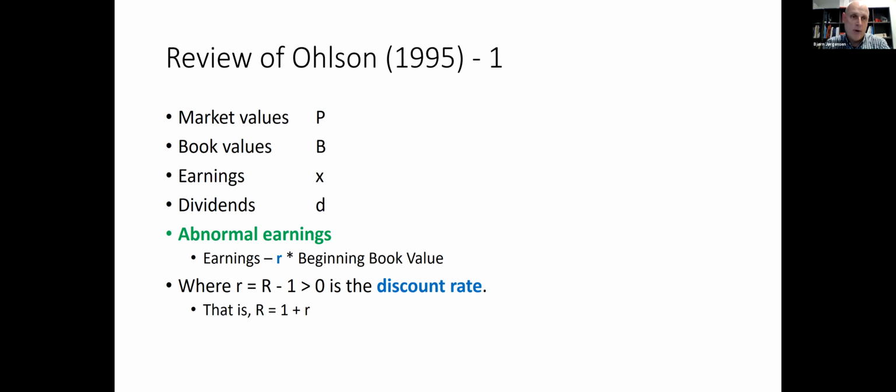So in the Ohlson 95 model, we have basically 4 or 5 variables. We have the market value P, we have the book value B, we have the earnings X, and the dividends D. And what we do in this literature is we calculate the abnormal earnings, which is the earnings less some discount rate R multiplied by the beginning of that period book value for which earnings is measured. And in this literature, there's a use of capital R, which is 1 plus the discount rate, but lowercase r is the discount rate.